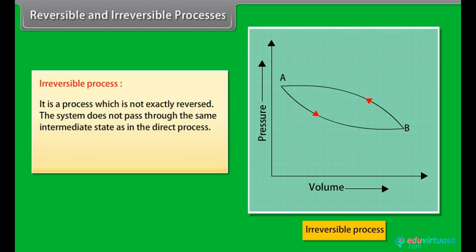Irreversible process. It is a process which is not exactly reversed. The system does not pass through the same intermediate state as in the direct process. All chemical reactions and natural processes are examples of irreversible processes.